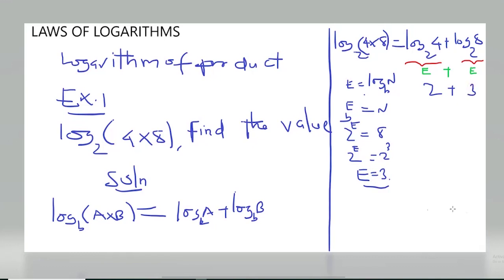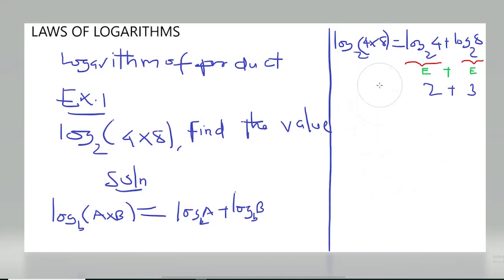Now conclusively I can say the value of logarithm of 4 times 8 to base 2 is equal to 5. This is the solution of the question. Now another example.